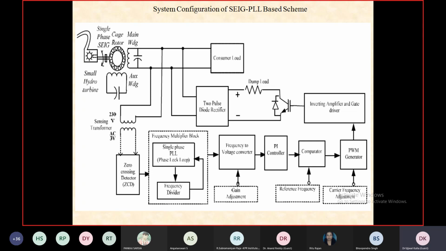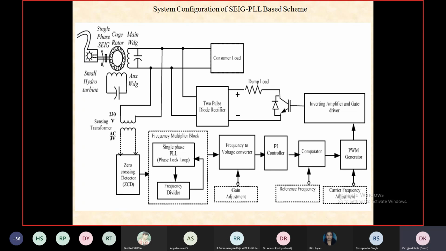Okay, so this single phase SCIG can generate power, I have experienced, from 800 rpm to 1800 rpm. In such a wide range it can generate the power. So we rotate this rotor using some external small hydro turbine, which is mechanically coupled with this squirrel cage rotor. Now when we start rotating this rotor, some voltage is induced due to residual magnetism in the auxiliary winding and main winding both.